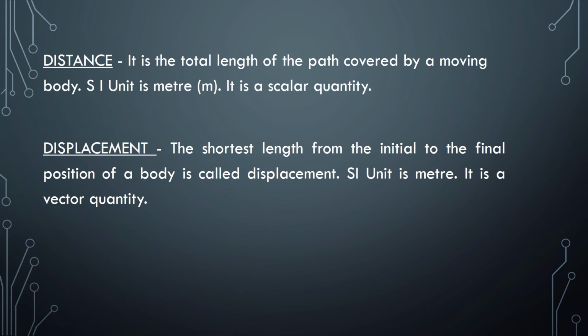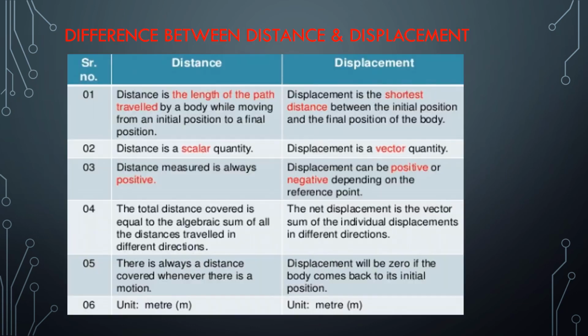So let us have what is distance. It is the total length of the path covered by a moving body. The SI unit is meters and it is a scalar quantity. But if we look for displacement, it is the shortest distance of a body from initial to the final position. Its SI unit is also meter, but it is a vector quantity because it is going to signify the direction also. This slide shows the difference between distance and displacement.